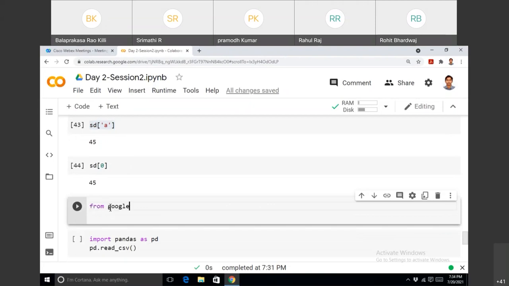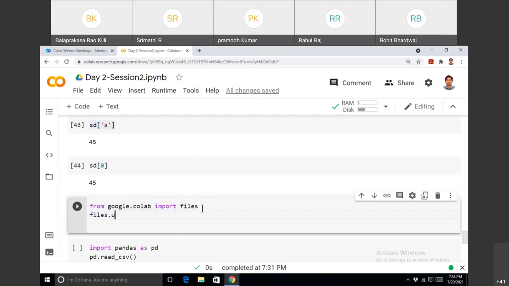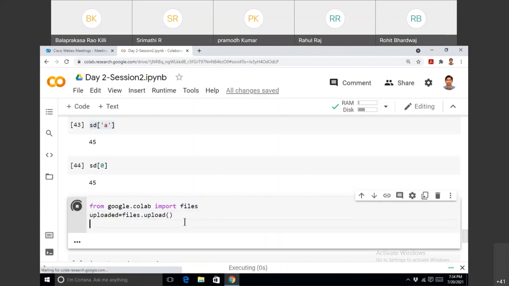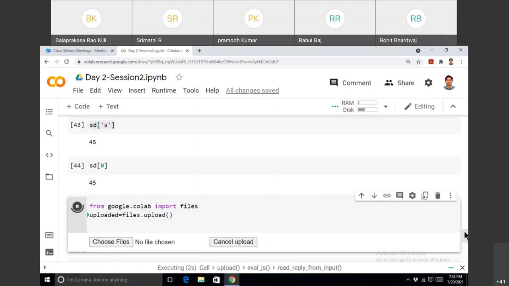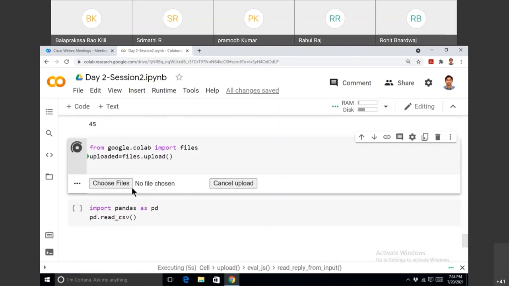From google.colab import files. That means from this library, there is this submodule files. Now this files supports a function called upload, files.upload. You can store it in some name: uploaded equals files.upload. Now you see what will happen when I run this one. Can you see this? It is asking me to upload some file.